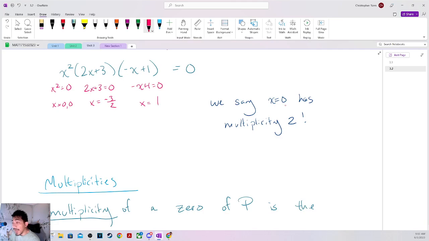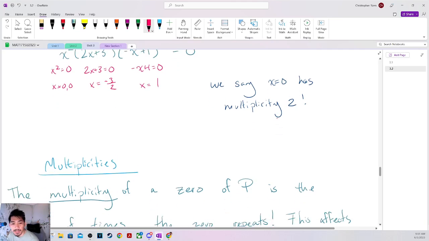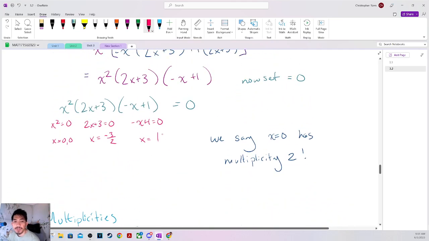We say x equals 0 has multiplicity two. So this means the x-intercept, roots or zeros, they repeat twice. You don't see that graphically, but it does repeat twice. We will see a behavior that happens graphically, though, with multiplicities. So these are my solutions in particular.